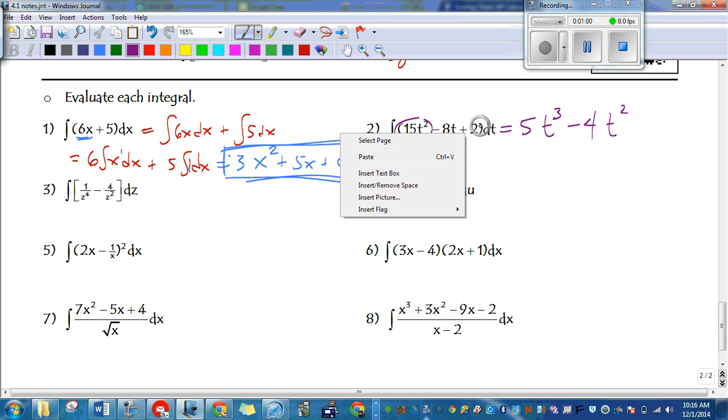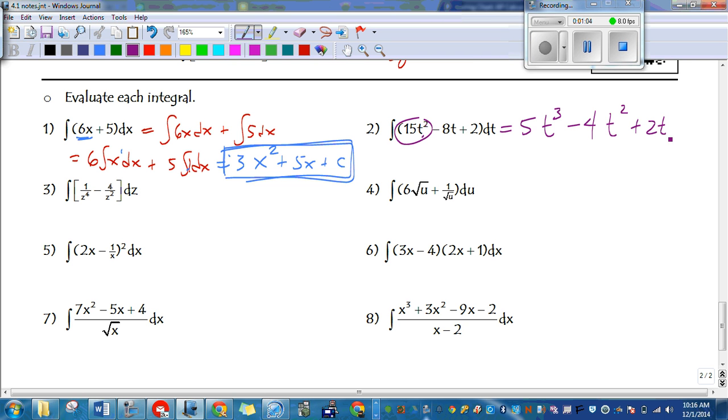Last one, when it's just a constant, the antiderivative of that is going to be the constant times our variable. So 2t, and we have plus c.